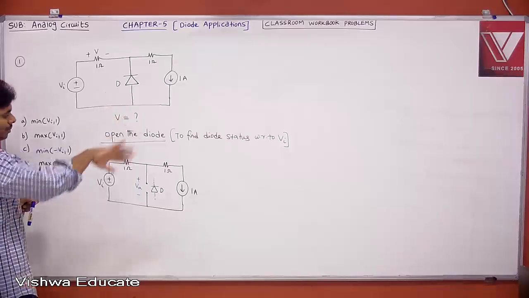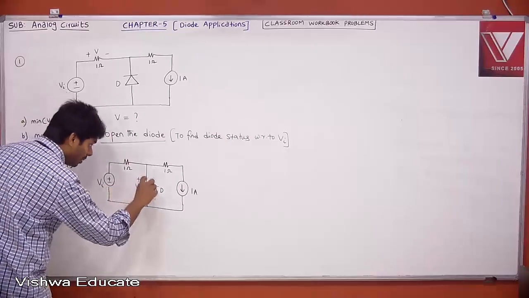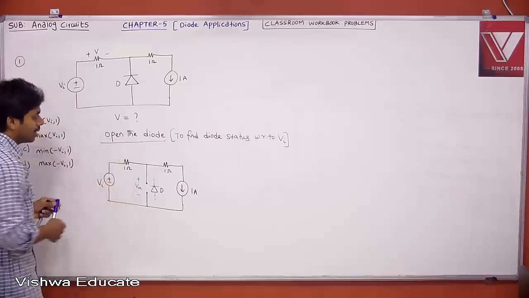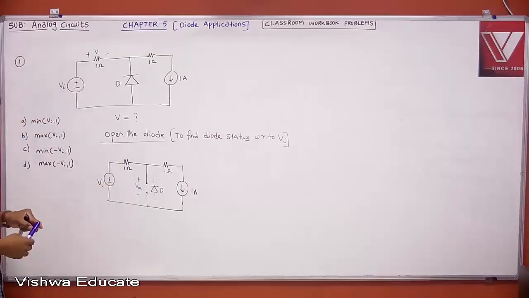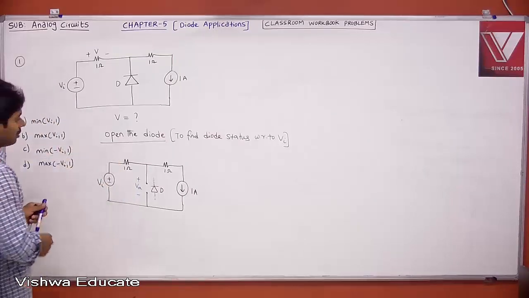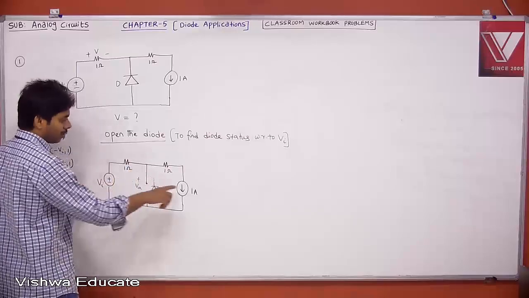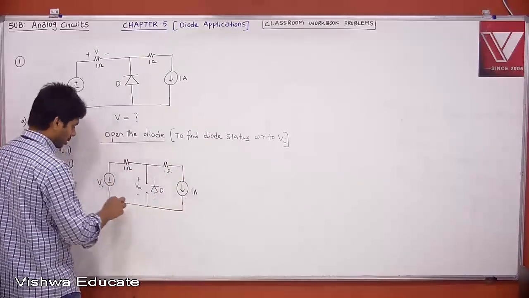Then what is the next step? Find the voltage across the open terminals. Now you need to find what is VA. Now can you find what is VA? Using KVL. Therefore now tell me, if you open the diode, then what about this 1 ampere? In series, current is constant.